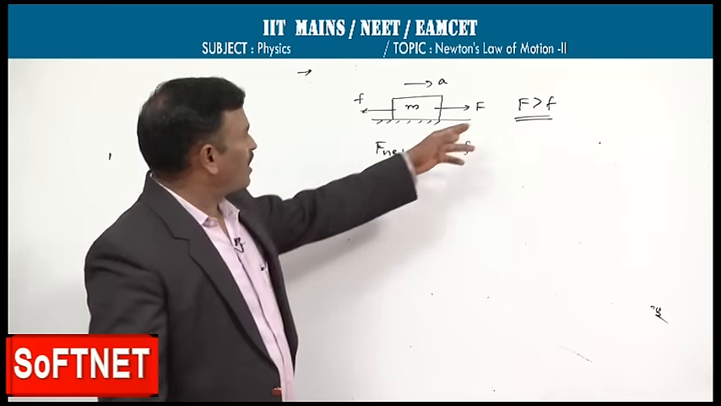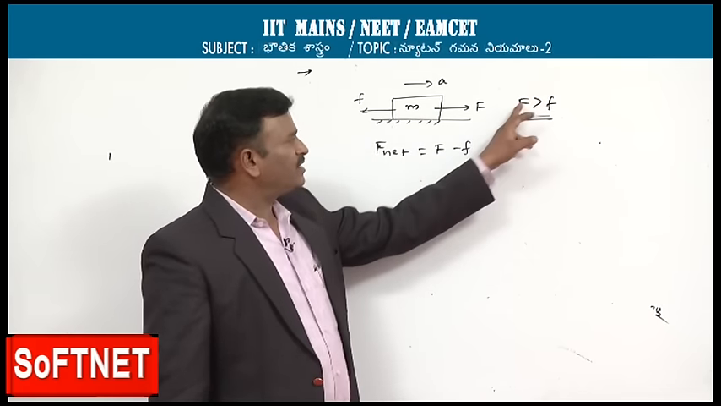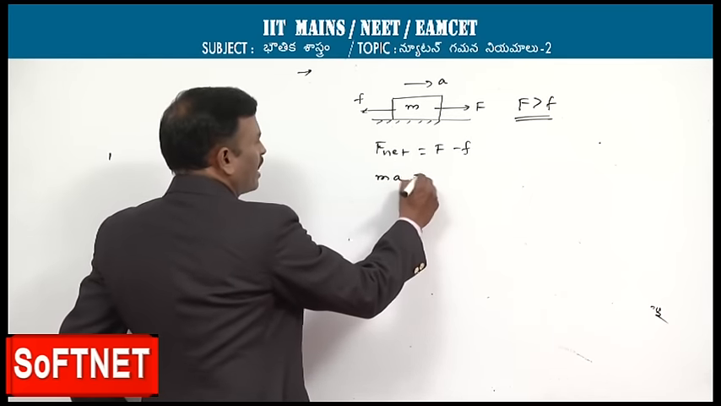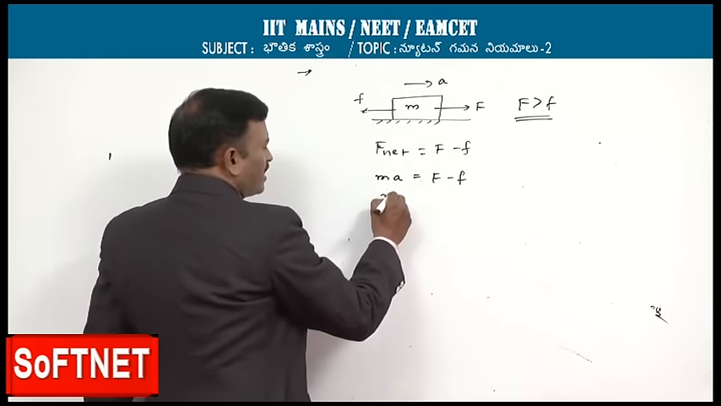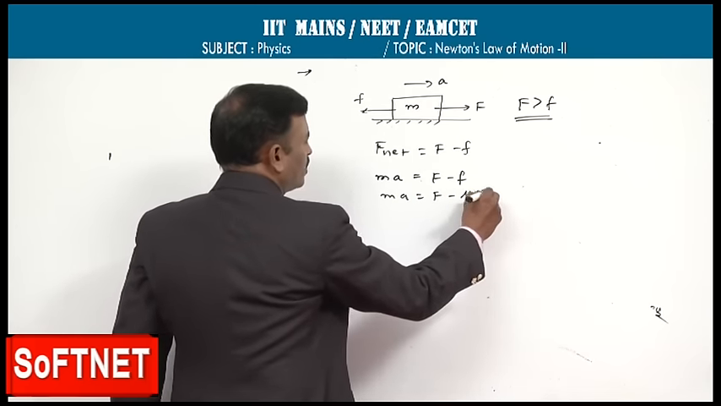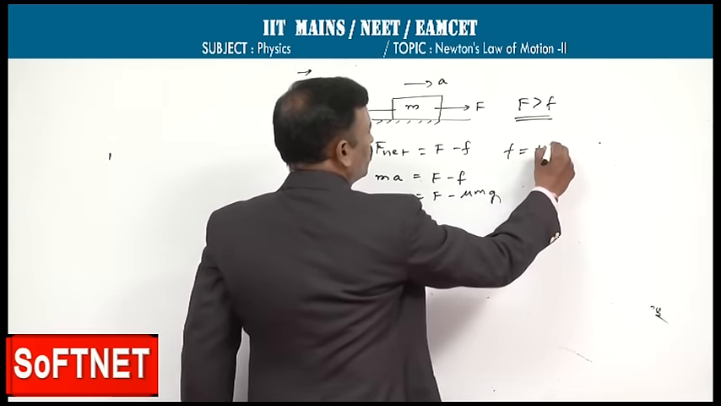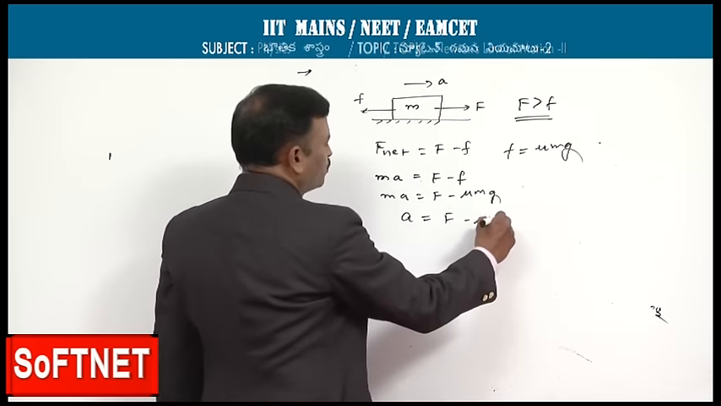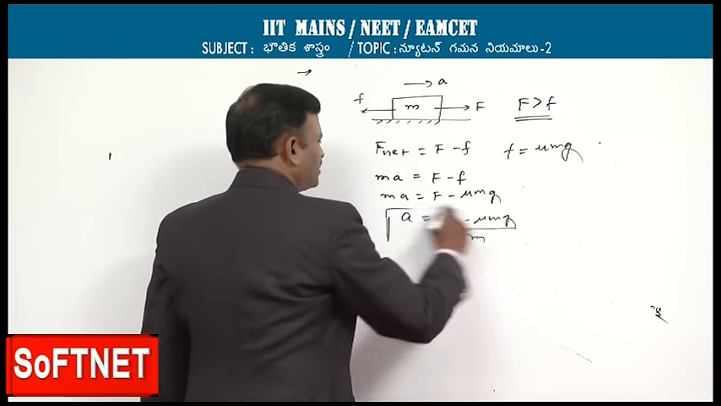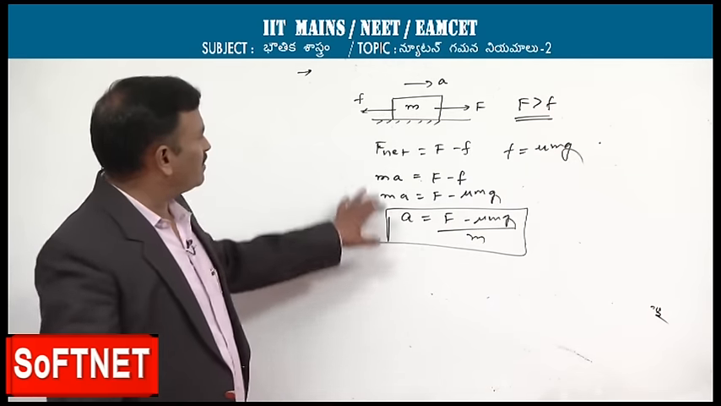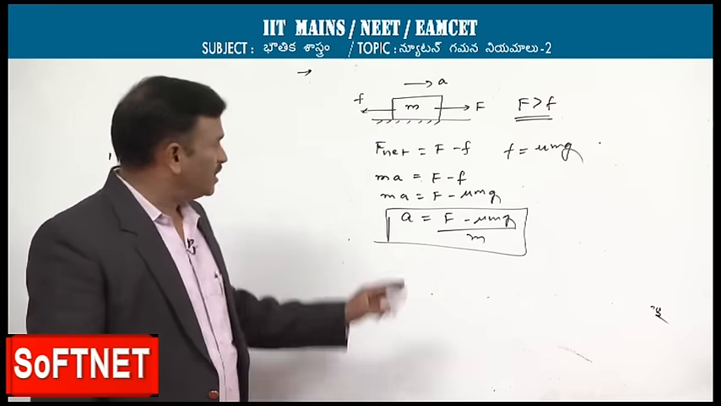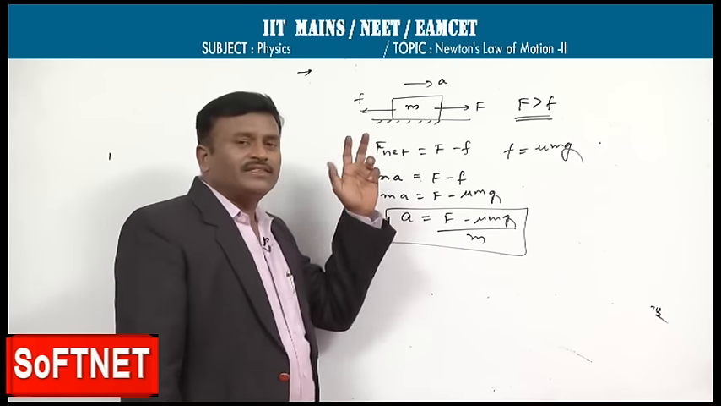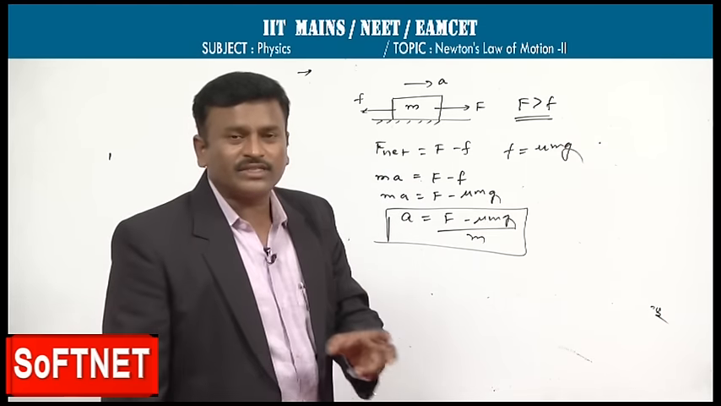As the applied force is greater than the frictional force, the resultant is nothing but the net force. The net force causes acceleration, ma equals F minus frictional force. Here ma is equal to F minus mu into mg. So the acceleration a is equal to F minus mu mg, divided by m. It is a simple form of acceleration of a single body, but we have to apply the same thing to connected bodies. Let us see how to apply it in friction-related connected bodies.